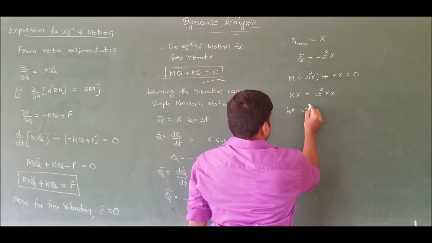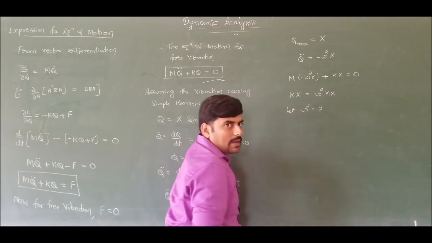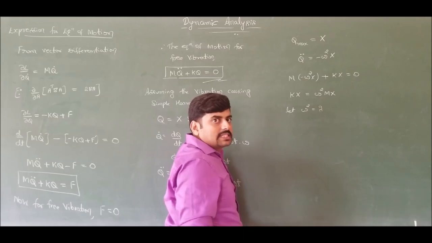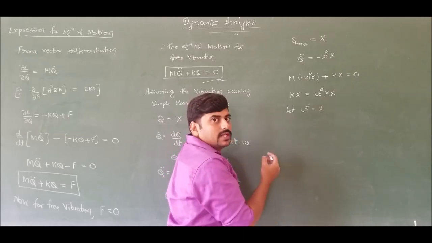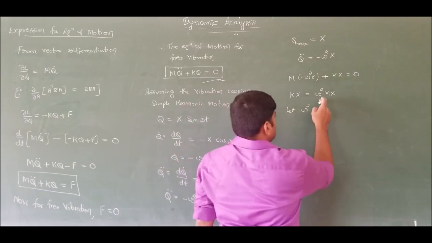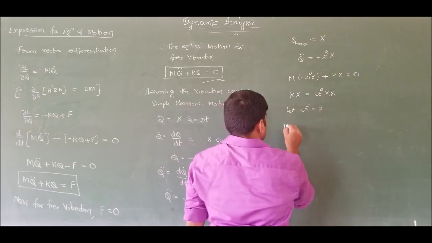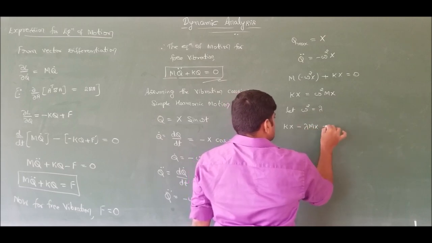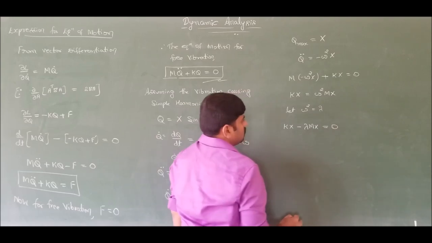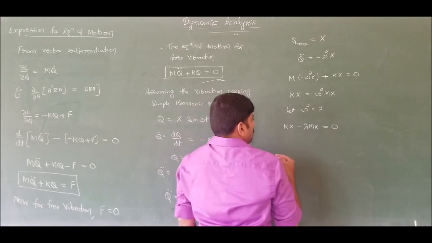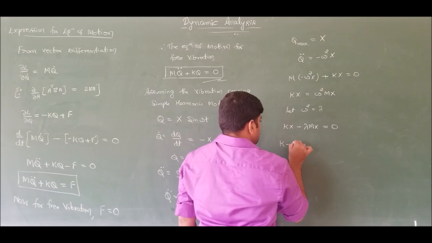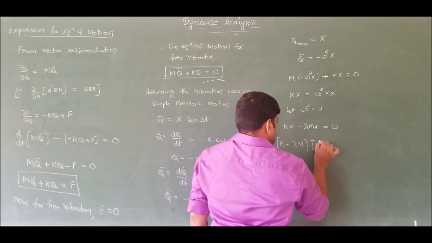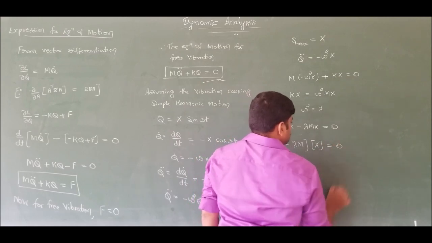Let omega square be equal to lambda, where omega is nothing but the natural frequency. I'll explain the meaning of natural frequency and why we are doing it. Omega square is equal to lambda. If I substitute, I'll get K matrix into X minus lambda M X is equal to 0. So this equation can also be written as K minus lambda M times the amplitude of vibration will be equal to 0.